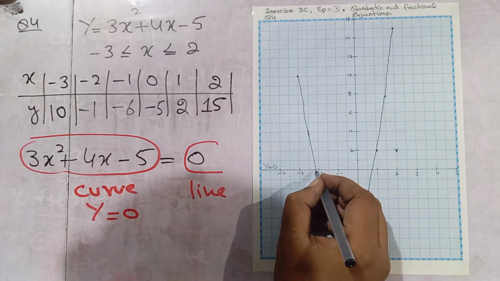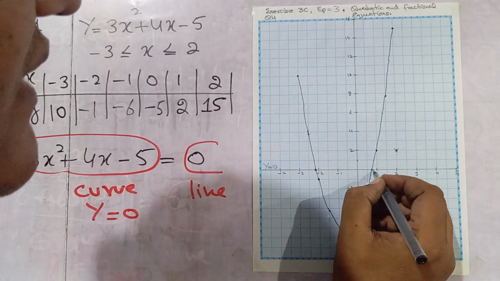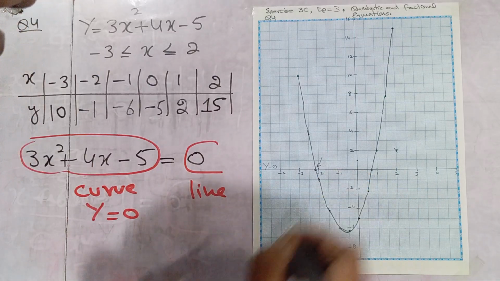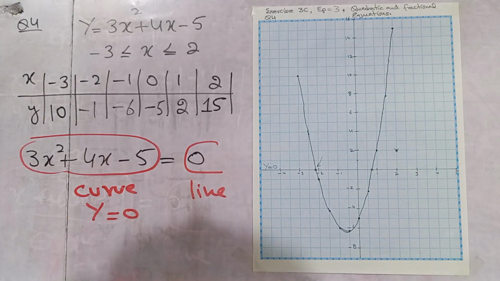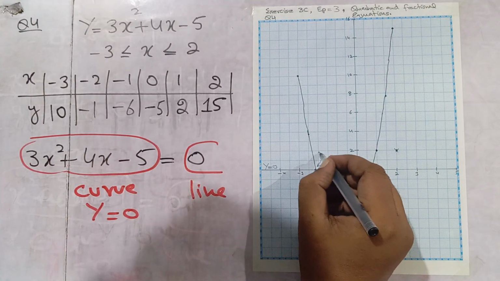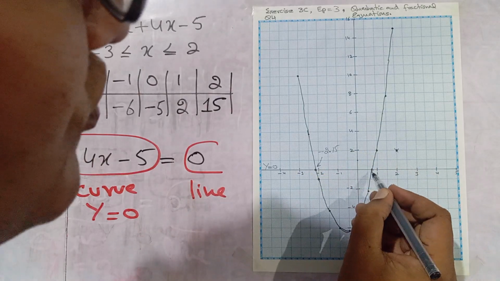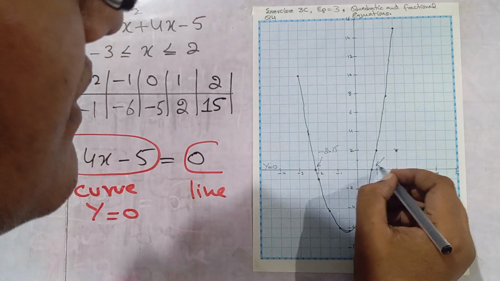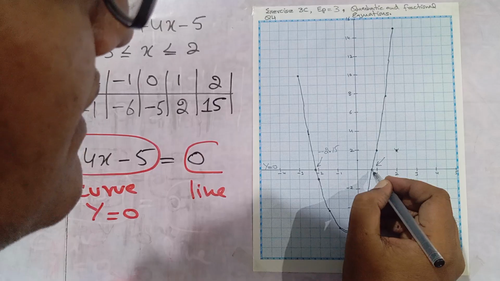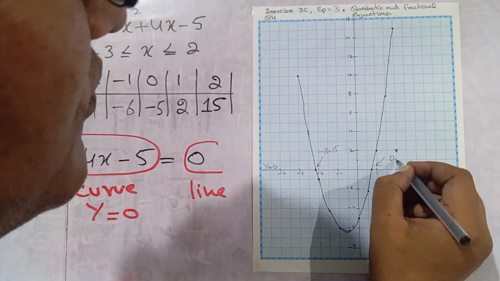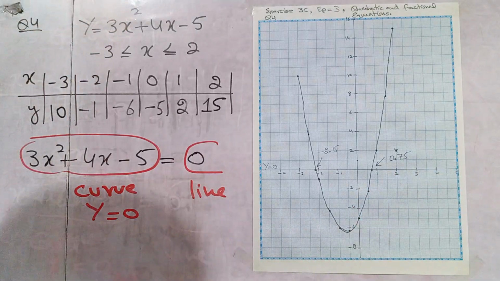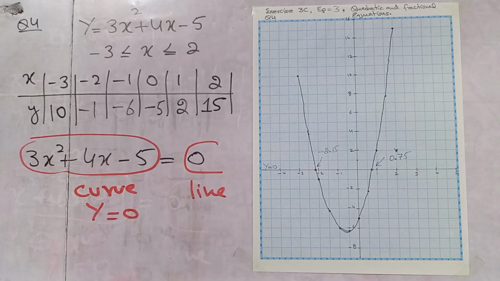So when your graph cuts it at this point and at this point, what is the value here? Here it is minus 2.1, I think. Minus 2.15, maybe. This is 0.75, I think. Yeah, it looks like that. 0.75. Let me check the answer, and whether our answers are right or not.